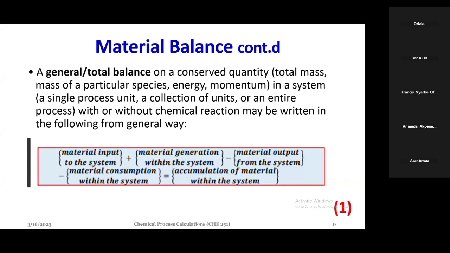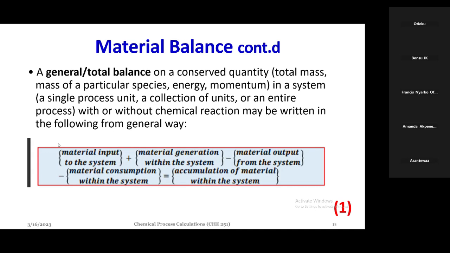Because if there's any reaction going to take place, some bonds need to be broken for other bonds to form, right? So that is the generation and the consumption I'm talking about here. So if 8 kilograms of material A was consumed within the reactor, then I have to subtract that 8 from the 15 I have, and I'll be left with 7 kilograms. That 7 kilograms represents the amount of both A and B which is accumulated in the system.